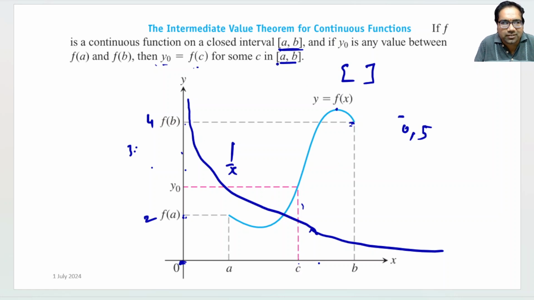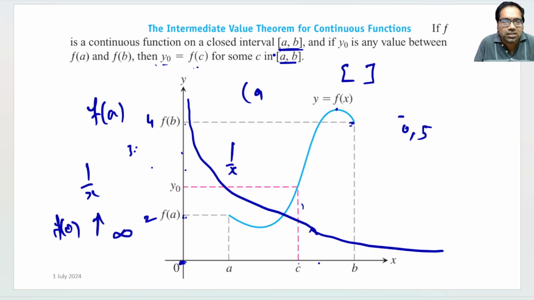Because, for example, what we are trying to say is, if (a, b) is an open interval, then f of a is not defined, right? F of a is not clear. So that's why it has to be a closed interval. If it is not a closed interval, then f of a we cannot clearly say. For example, if you are taking a function like 1 by x, then f of 0 we cannot define, right? It goes to infinity, right? So that's why this closed interval is important.